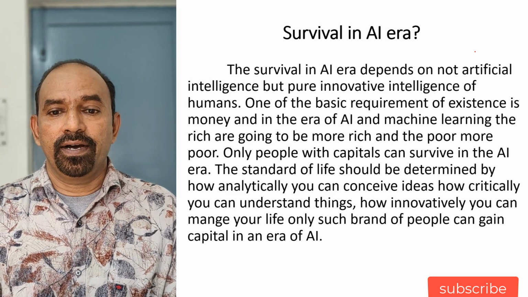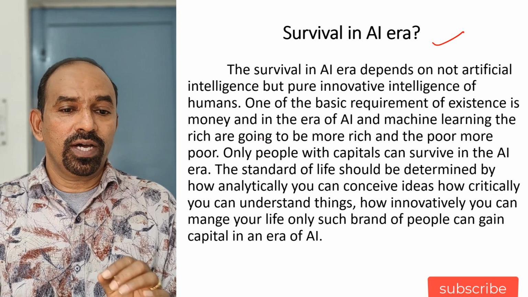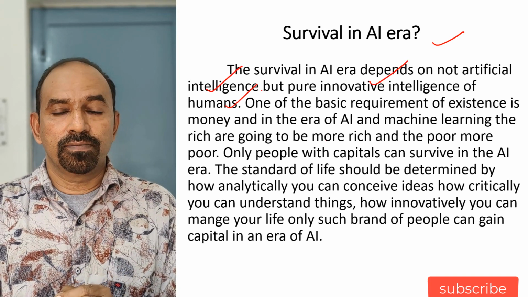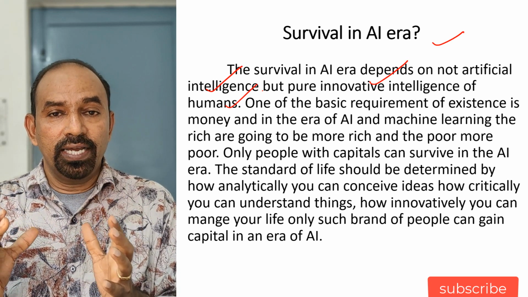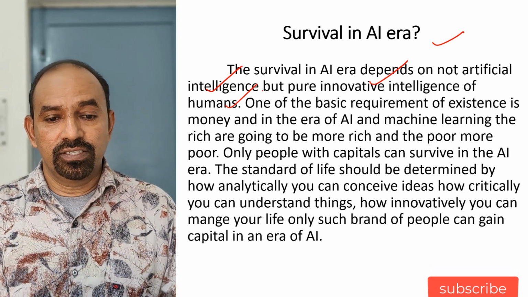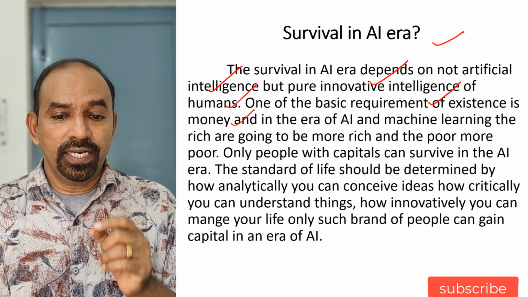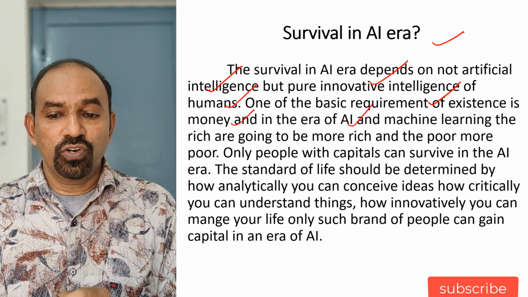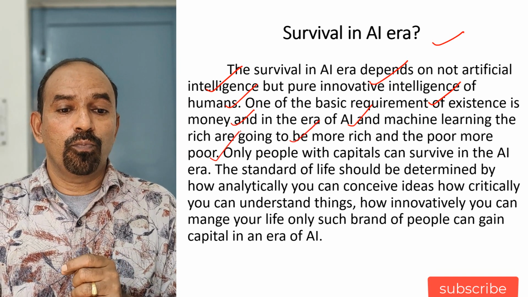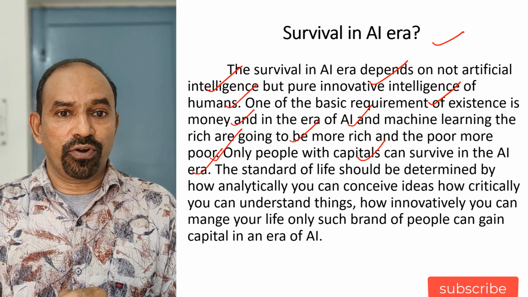Survival in the AI era. Survival in the AI era depends not on artificial intelligence but on the pure innovative intelligence of humans. We can give artificial intelligence to machines, but we should acquire innovative intelligence. One of the basic requirements of existence is money. And in the era of AI and machine learning, the rich are going to be richer and the poor poorer. Only people with capital can survive in the AI era.